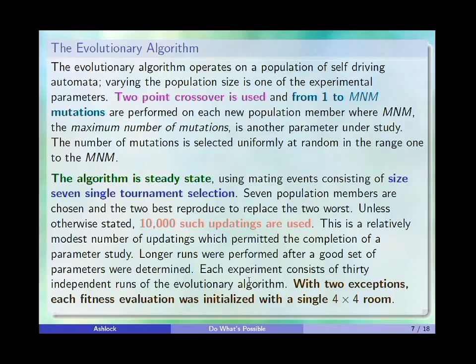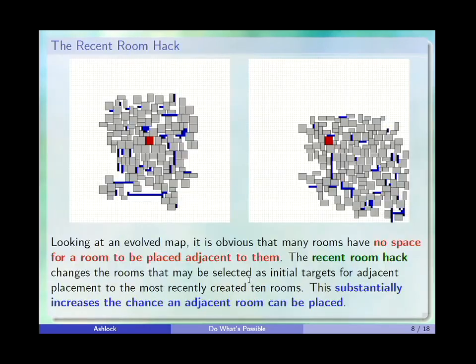Okay, so the evolutionary, this is the slide that I was put in that I don't really need, and these details are in the paper. But the really relevant part is, with 2 exceptions, each fitness evaluation was initialized with a single 4 by 4 room. And we did a parameter study, and I'll have the results of that. The results of that were pleasant, though it turned out the parameter study was not very helpful.